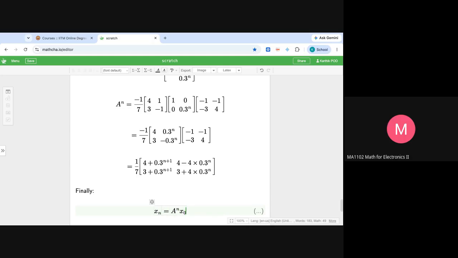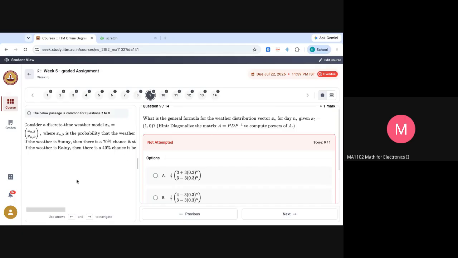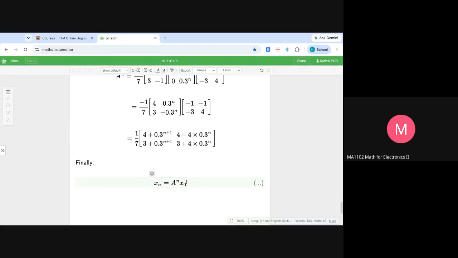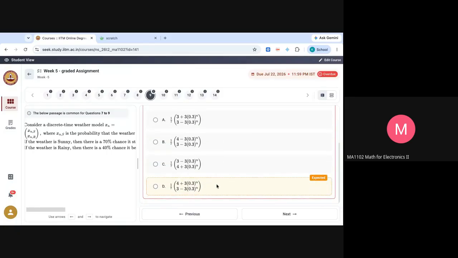So x naught thankfully is the first column, right? What was x naught? 1 0, right? If you multiply this with x naught, it is just the first column of the matrix. So you'll end up getting 1 by 7 into the vector 4 plus 0.3 power n and 3 plus 0.3 into 0.3 power n, right? So 4 plus 0.3 power n.